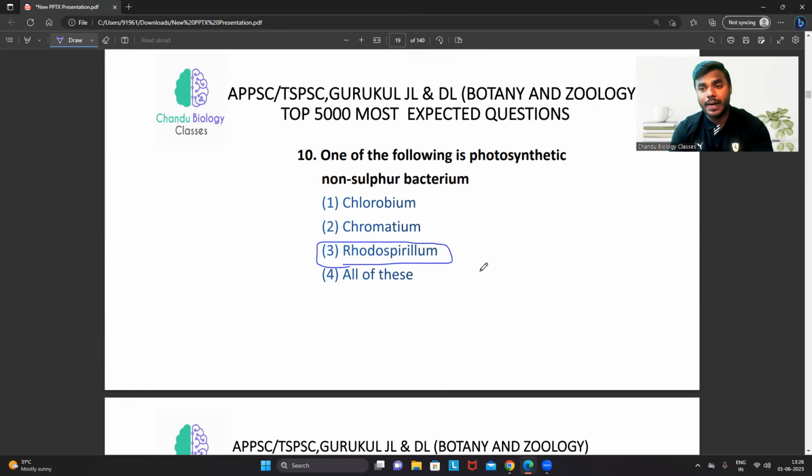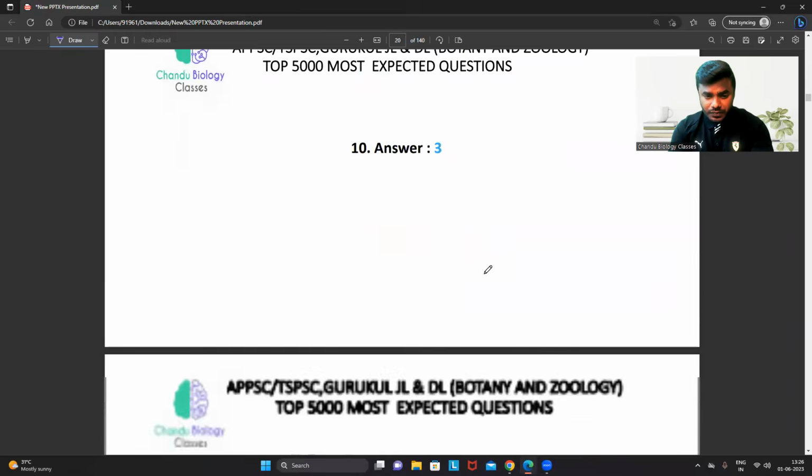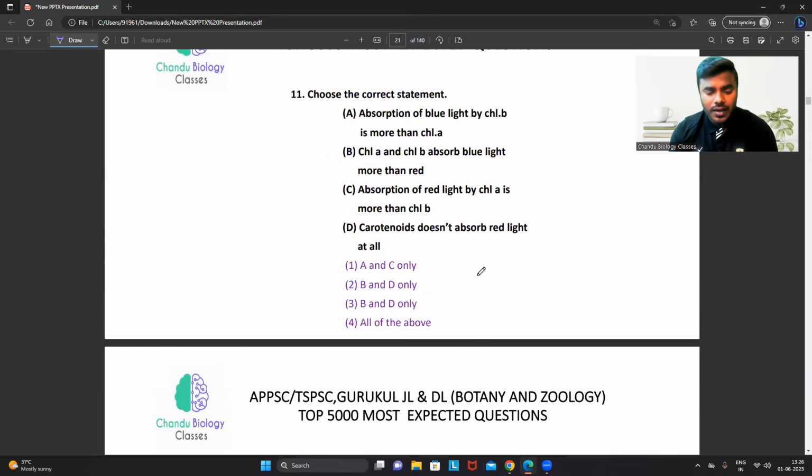It is an exceptional bacterium. Remember it correctly. Next, choose the correct statement. Not to get confused, friends. Absorption of blue light by chlorophyll B, once again, remember, friends, they are asking choose the correct statement. This also I have explained in today's morning class. Absorption of blue light by chlorophyll B is more than chlorophyll A.